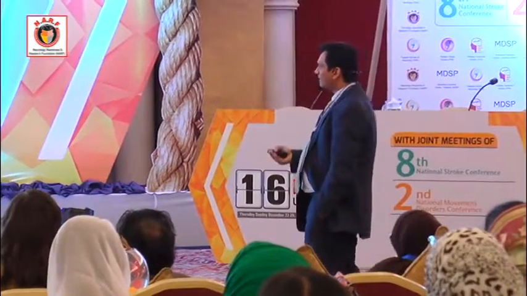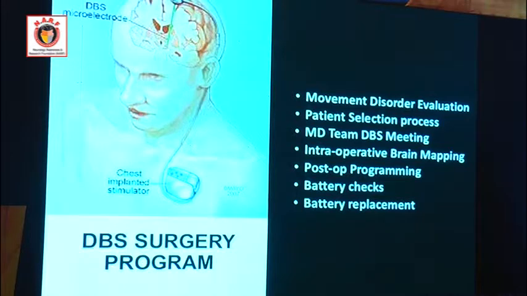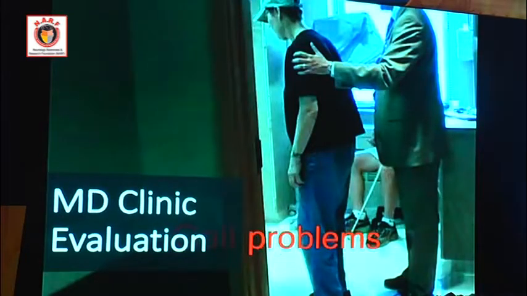You have to have a patient selection process. You have to have a team who is familiar with DBS to meet and decide on the selection of patients. You need intraoperative brain mapping, post-op programming, battery checks, and a battery replacement process. So you start with a clinic evaluation. You look for problems that will not respond and problems that will respond, and confirmation of diagnosis. Then you move on to what is called the on-off evaluation.